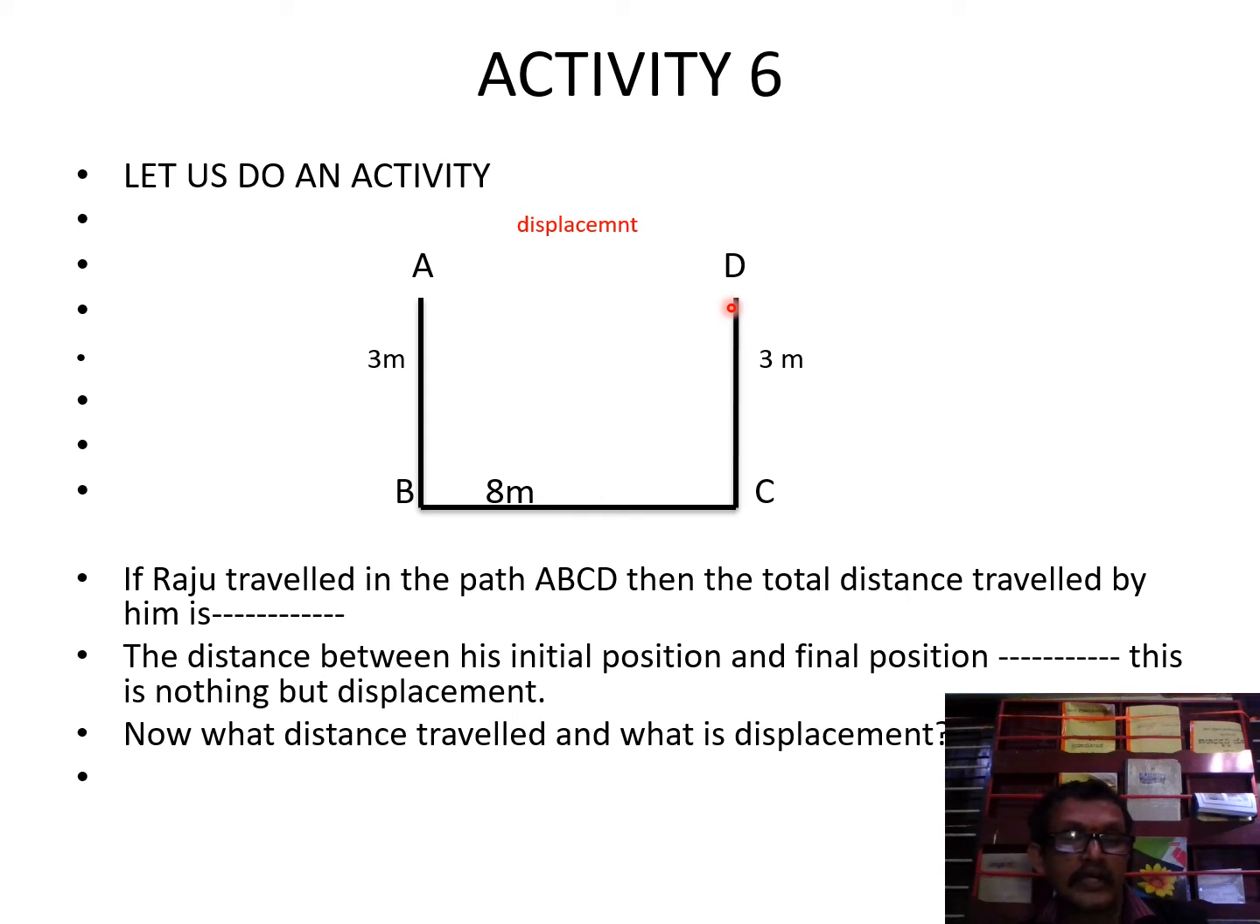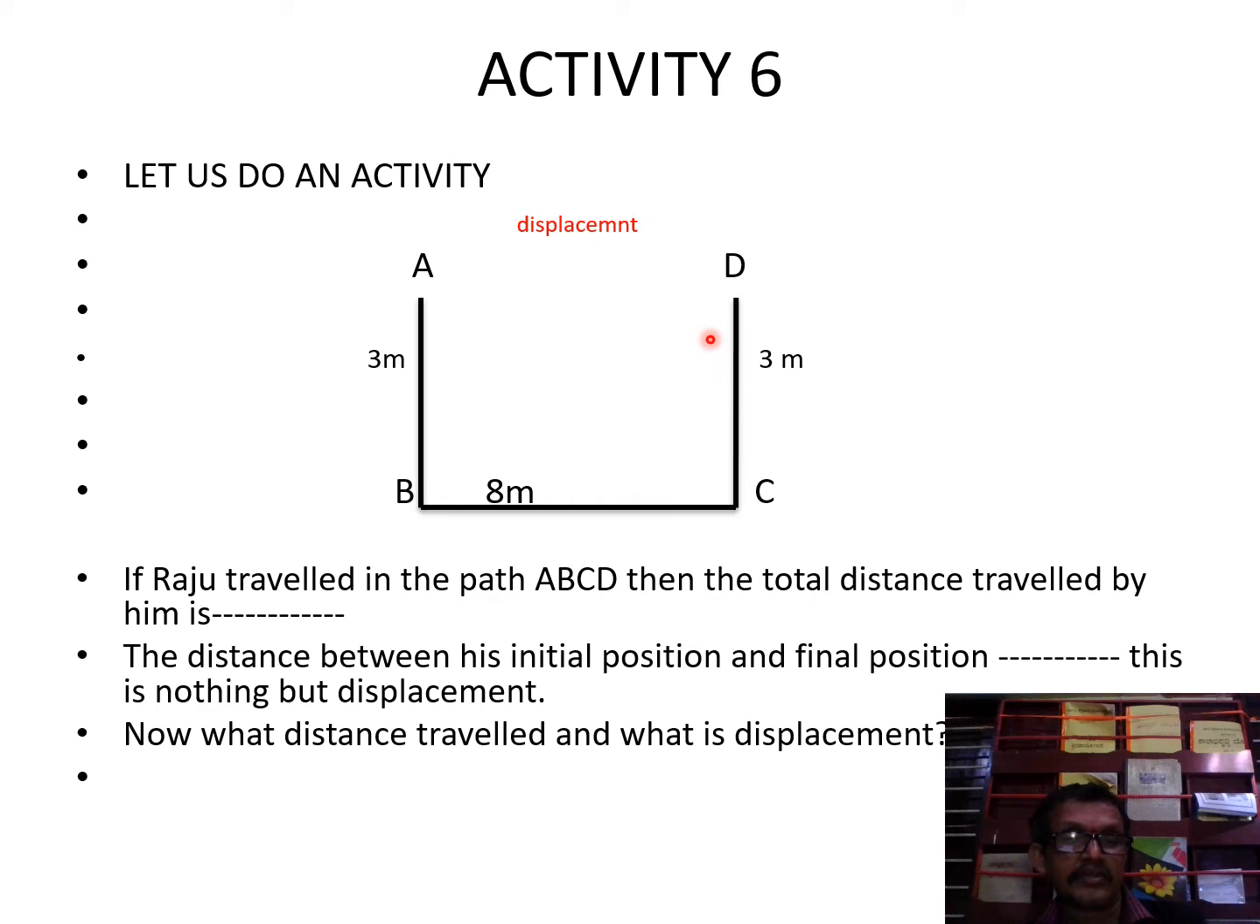Now ABCD is nothing but the path in which Raju traveled. This is called the total distance traveled by Raju. How many meters did he travel? 3 meter, 8 meter plus 3 meter. So therefore 14 meter is the distance traveled by Raju.